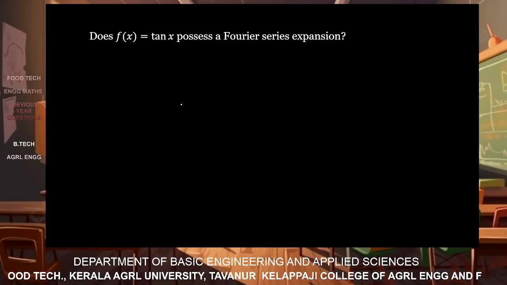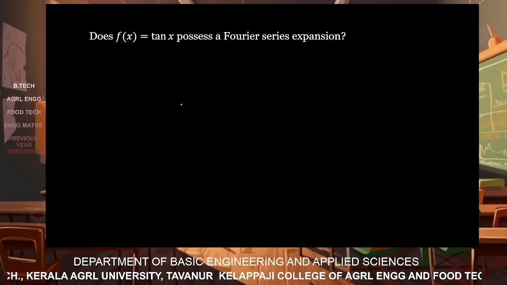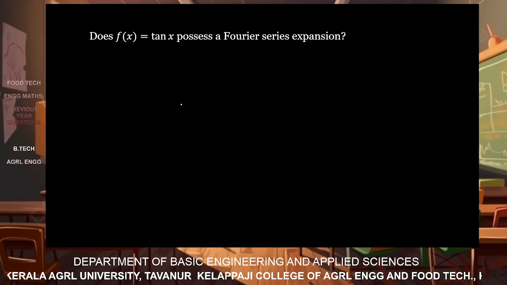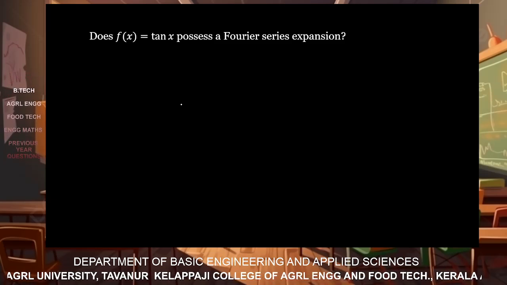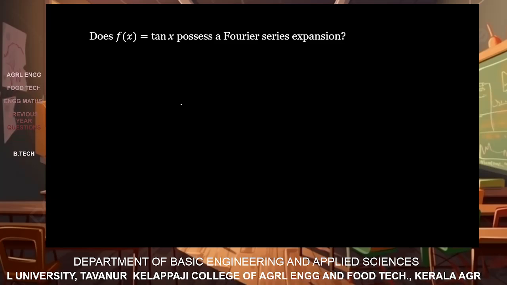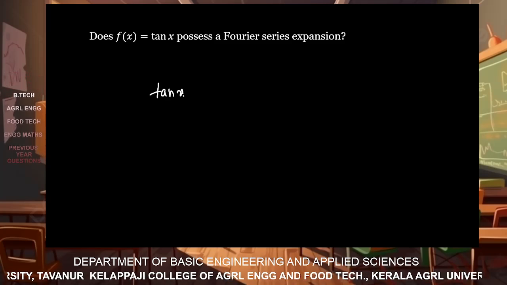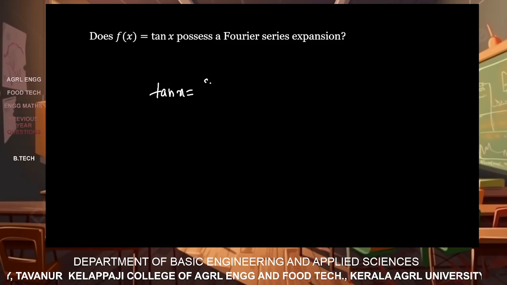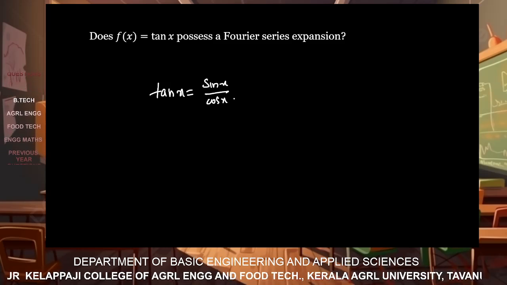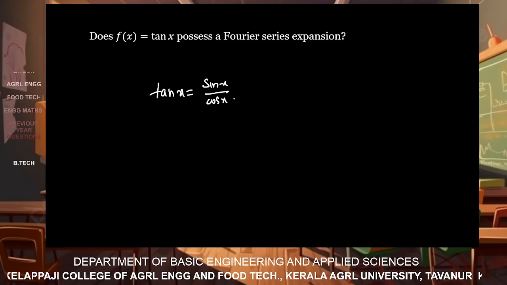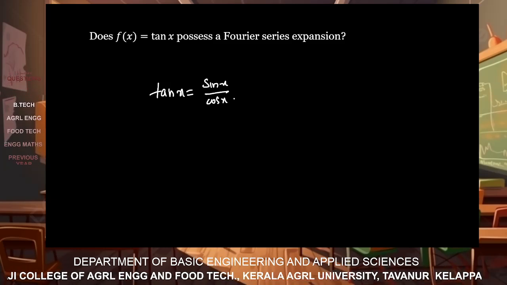Does f of x equal to tan x possess a Fourier series expansion? To possess a Fourier series expansion, it should satisfy certain conditions known as the Dirichlet conditions. The first condition is that the function should be continuous. We know that tan x is not continuous at many points. Tan x is sin x by cos x, so whenever cos x is 0, the function is not continuous at that point. So there is no Fourier series expansion.